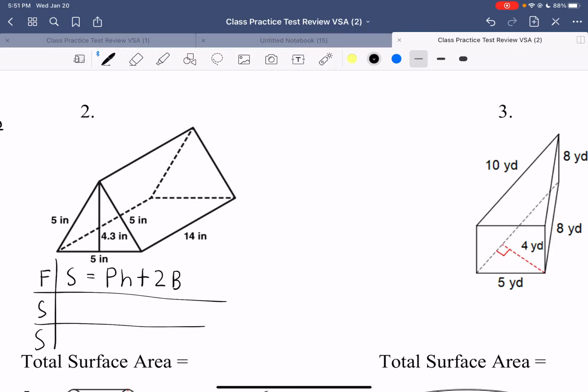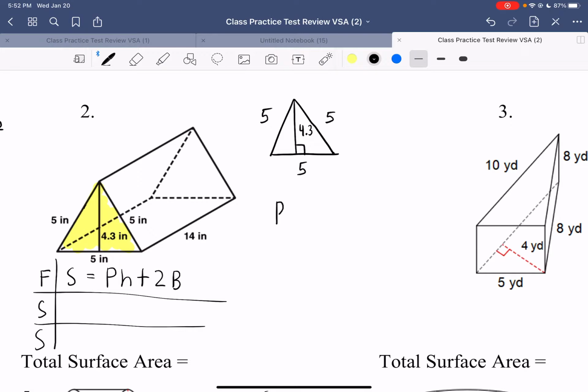First, we're going to start by shading my base. I'm going to actually do it with this yellow just so that you guys can see through it. With a pencil, it would be okay. But we have our base, which is a triangle. That's why it's a triangular prism. This 5, 5, and 5 are on the outside. And then we have to remember that this 4.3 is our height. So we see that this 4.3 is the height of our triangle.